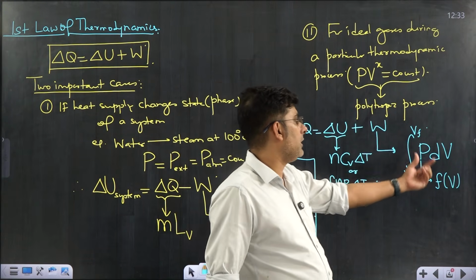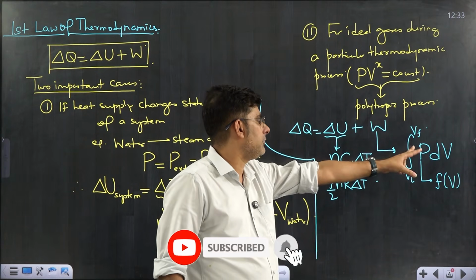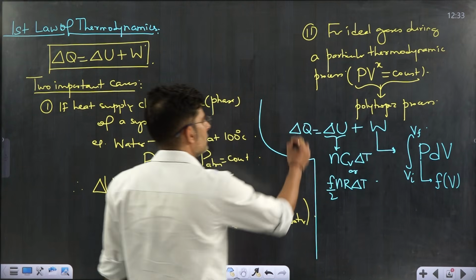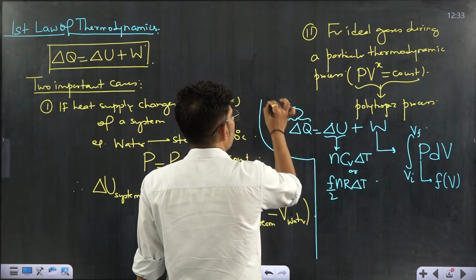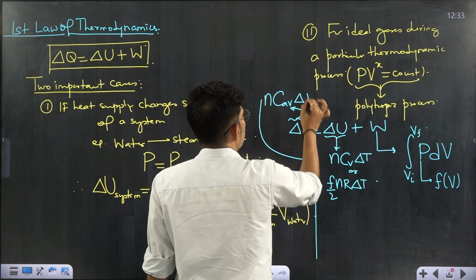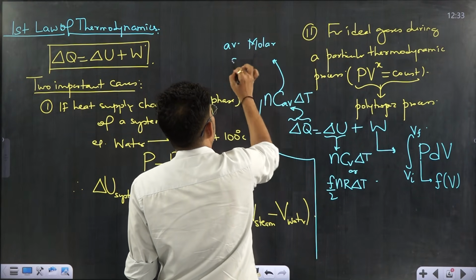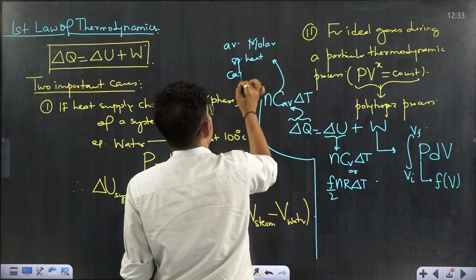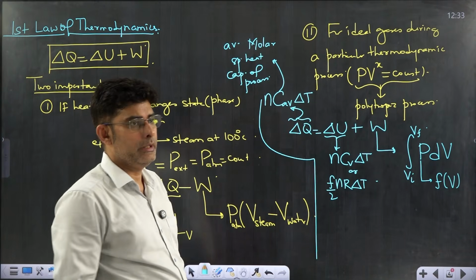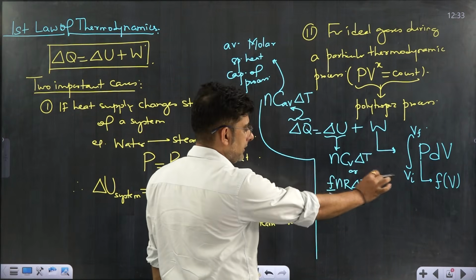But if we have other processes, you have to integrate. In case of isochoric where volume is constant, dV will be 0, so work done will also come out as 0. So in general, this value will change from process to process, so it is a path function. Delta Q will also change from process to process. We express it in the form of number of moles into C of the process, average C of the process into delta T. So this is called the average molar specific heat capacity of the process for the ideal gas. This thing should be remembered. Clear?